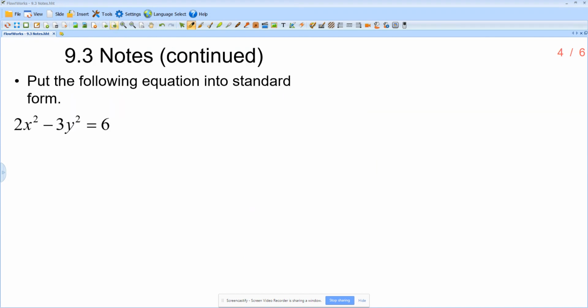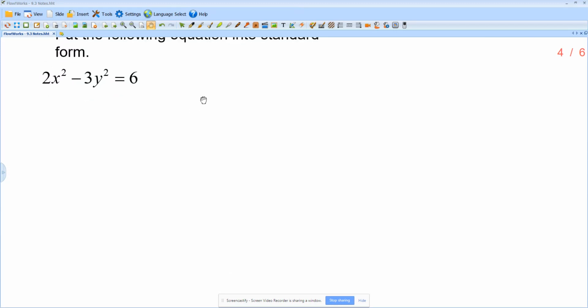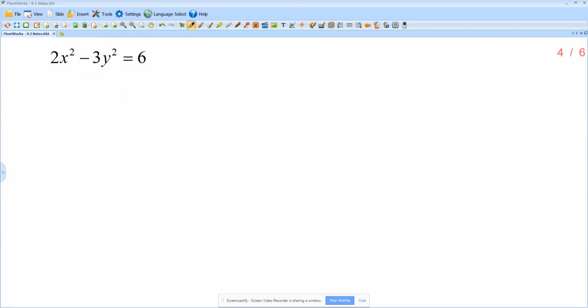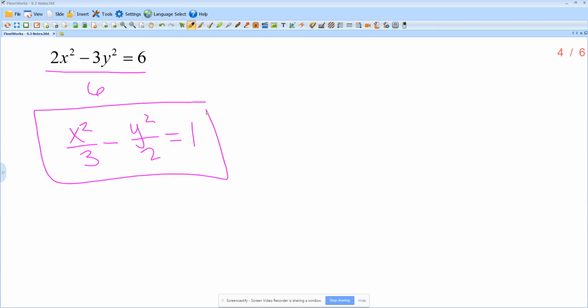All right, moving along. Put the following into standard form. So I only have x squared and y squared terms, which is nice because it doesn't mean I have to complete the square. I'm just going to divide everything by 6. 2 over 6 gives me 1/3, or x squared over 3. Minus 3 over 6 gives me 1/2, or y squared over 2. And 6 over 6 gives me 1.